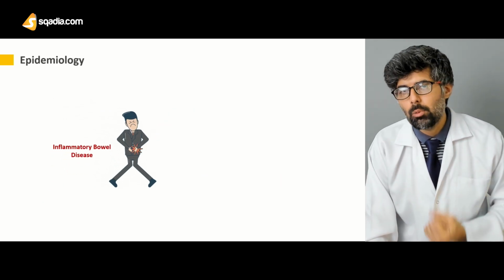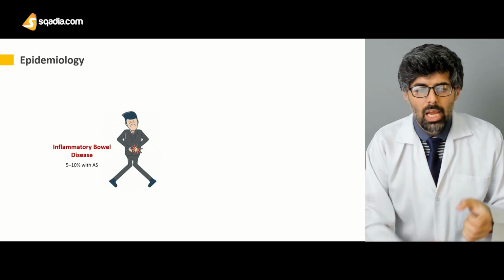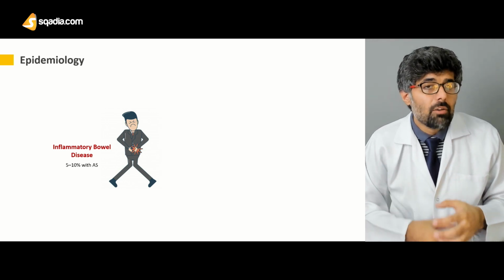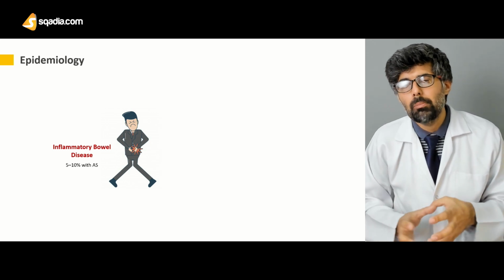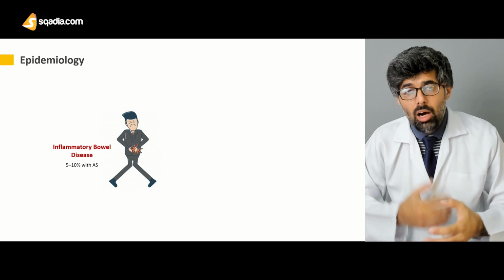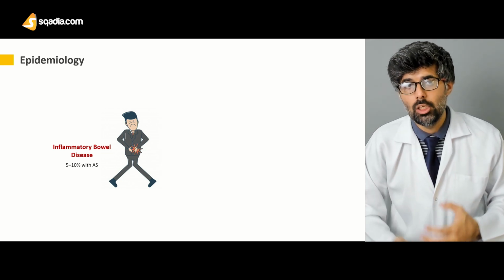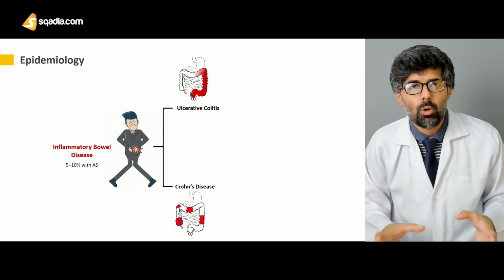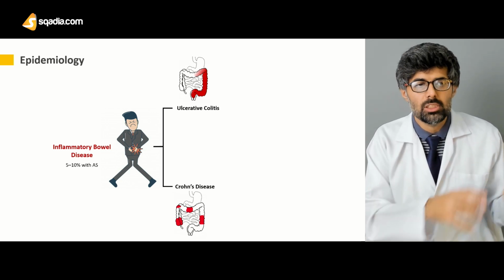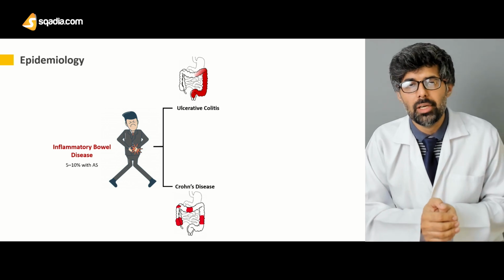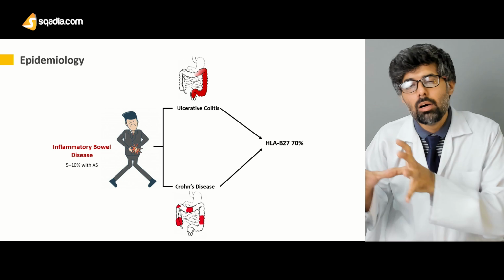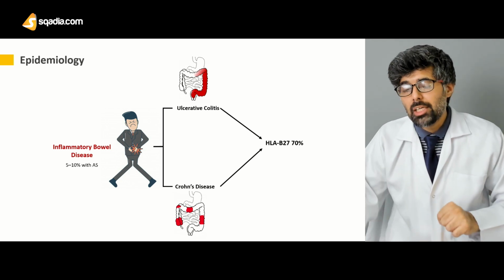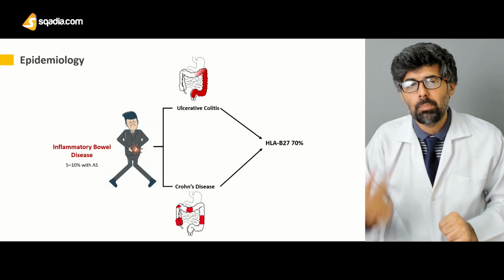Now, if the patient is suffering from inflammatory bowel disease, we know that patients suffering from IBD have about a 5 to 10% chance of developing ankylosing spondylitis. So they are prone to developing spondyloarthritis. Because of this, if they develop ulcerative colitis or Crohn's disease, which is found in about 70% of all patients with enteropathic spondyloarthritis, we can have the genetic predisposition, that is HLA-B27. Now that comes in about 70% of all patients.